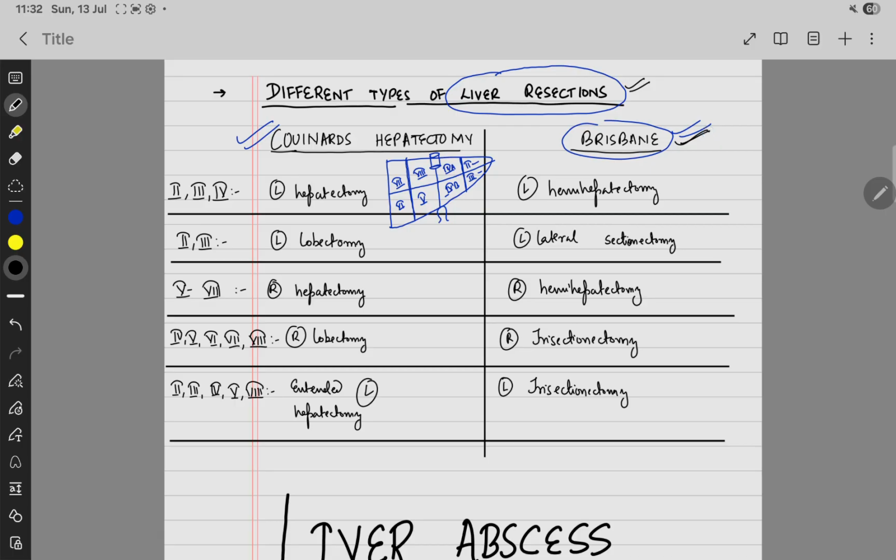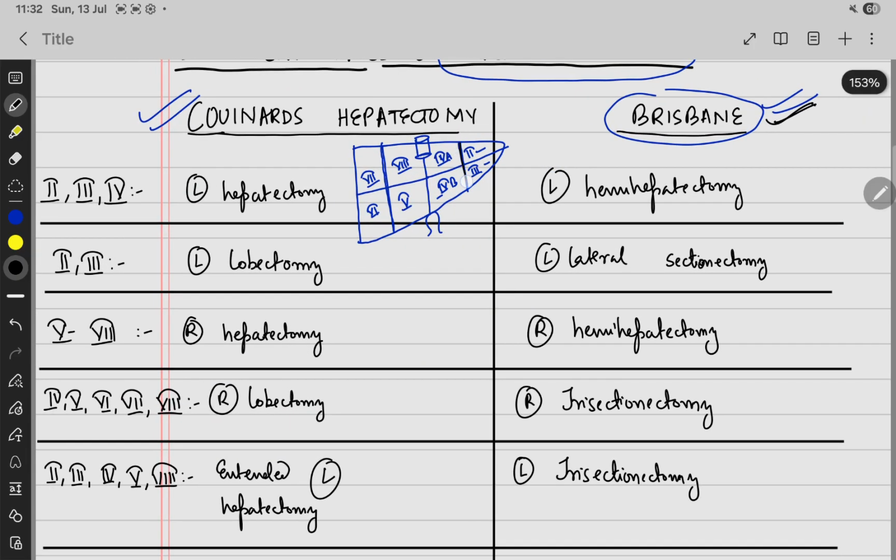So the difference between Couinaud's and Brisbane was Couinaud took the falciform ligament into consideration. According to Couinaud, the falciform ligament divided the liver into right lobe and left lobe, while Brisbane thought of something else. He thought about sections, trisectionectomy and hemihepatectomy.